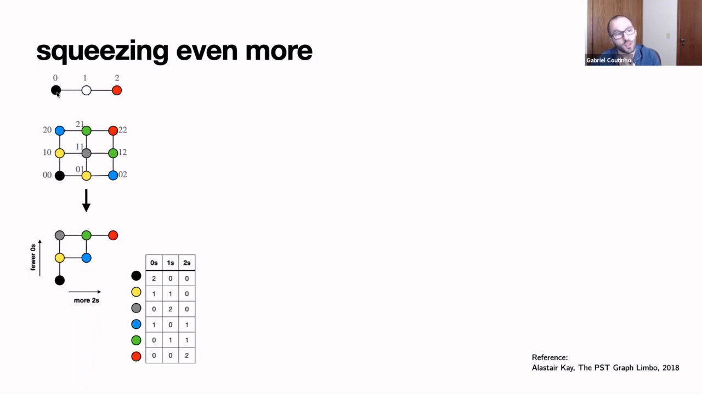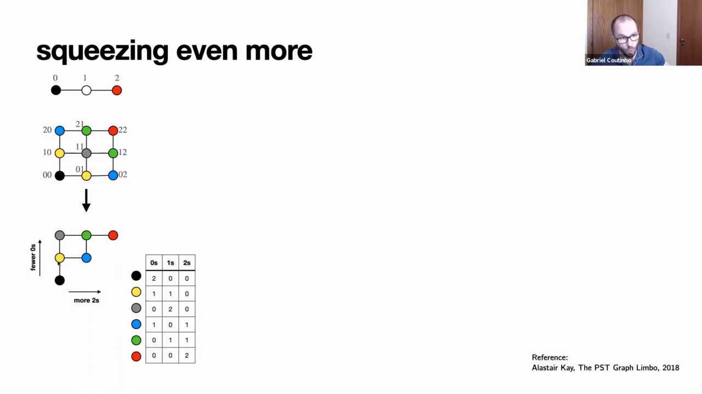You can think of these vertices as being encoded by 0, 1, and 2. The color classes are determined by the number of zeros and the number of twos. As you move up, you have fewer zeros, and as you move to the right, you have more twos. So here you have 2 zeros, 0, 0, and no twos.